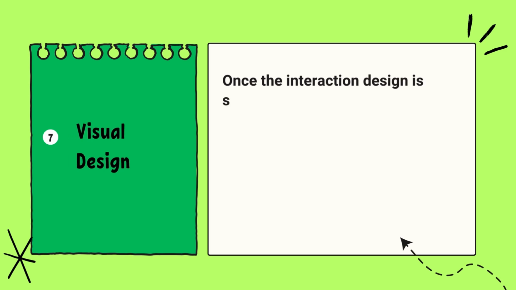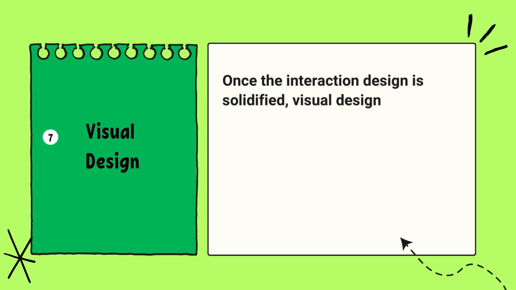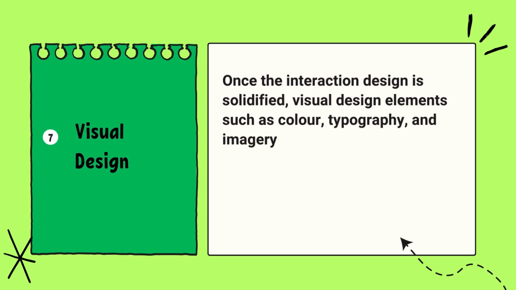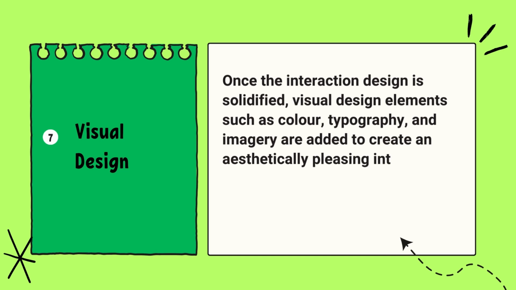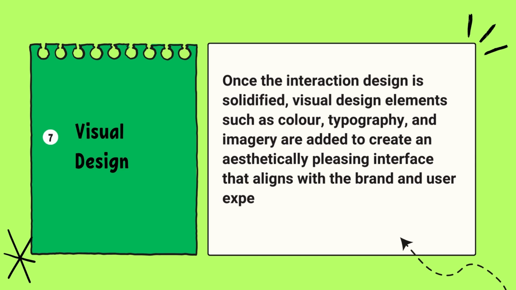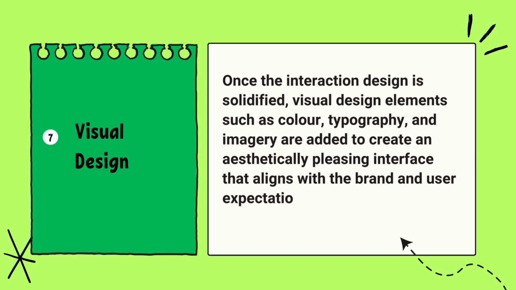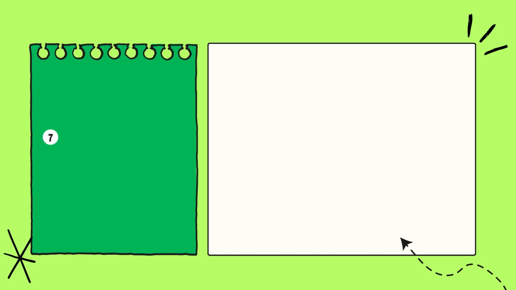Visual design. Now, once the interaction design is solidified, visual design elements such as color, typography, and imagery are added in order to create an aesthetically pleasing interface that aligns with the brand and user expectations.